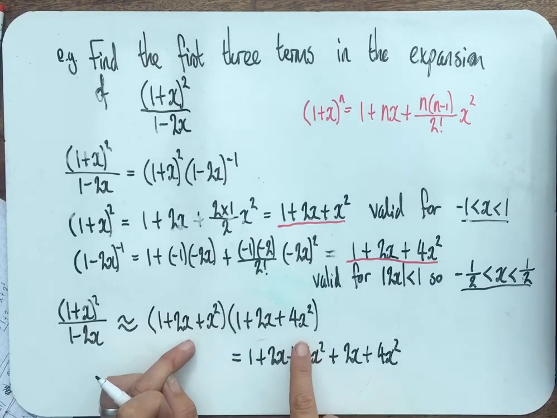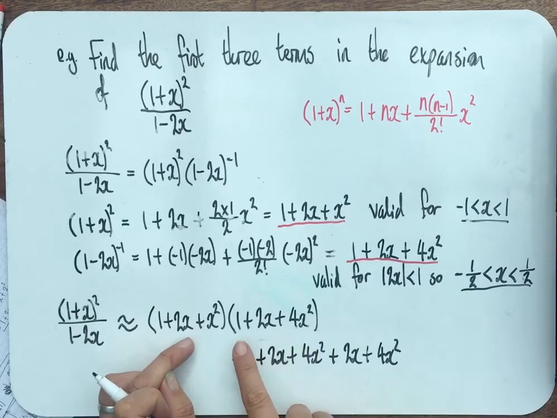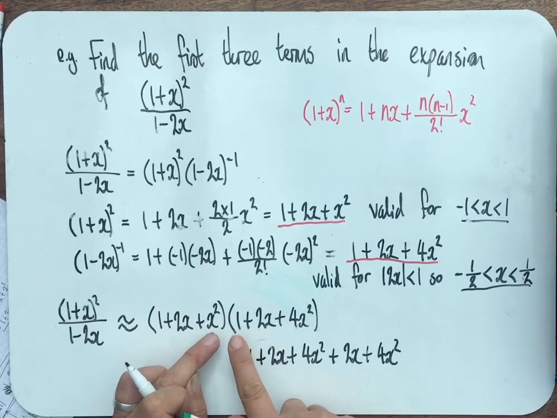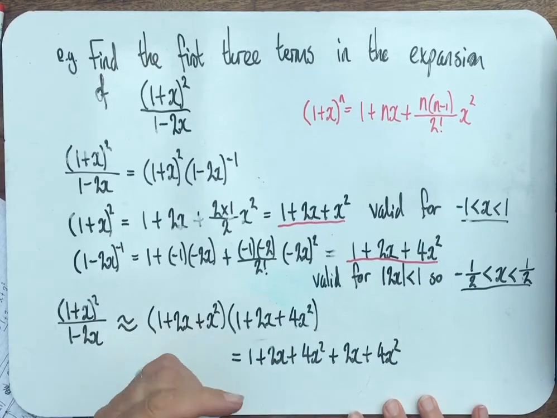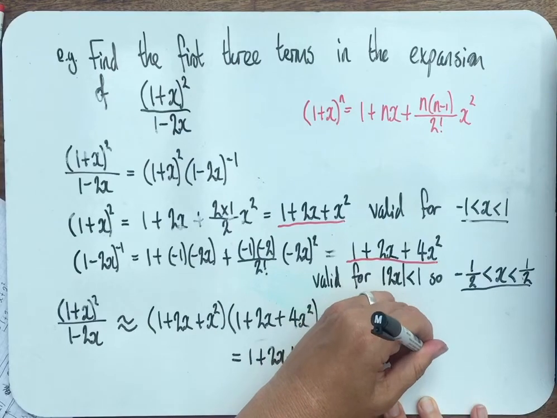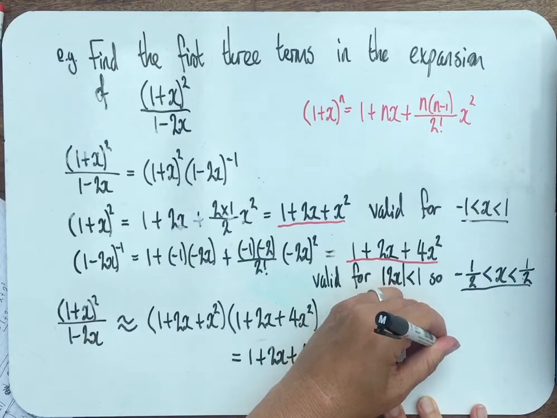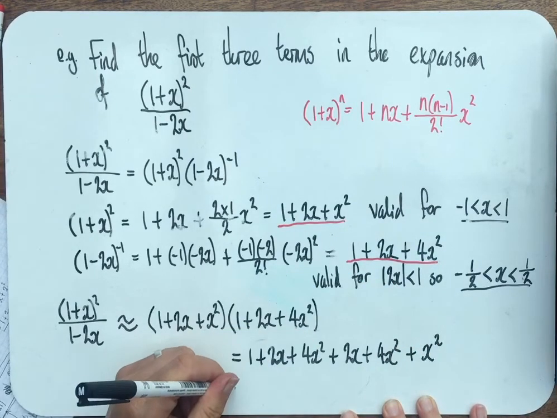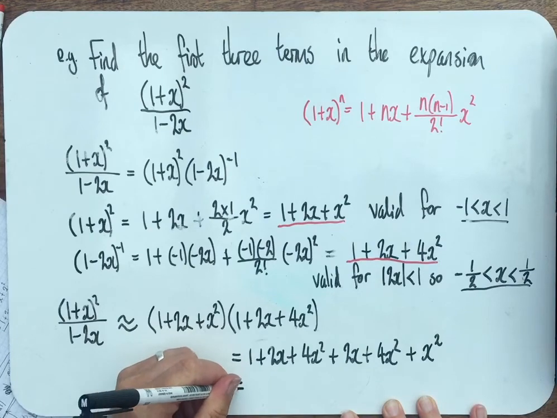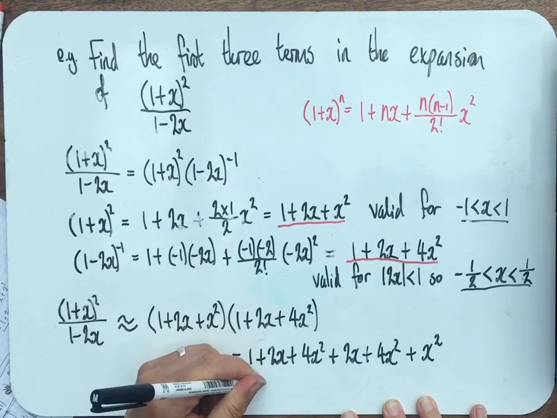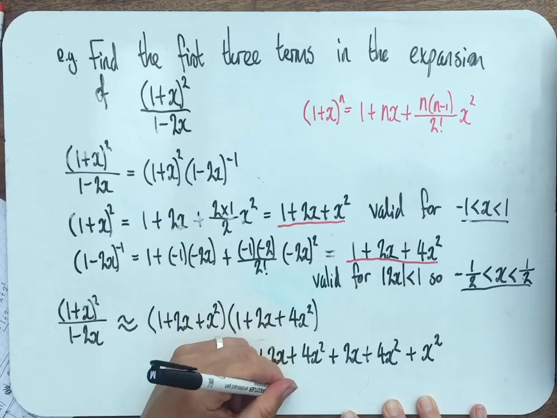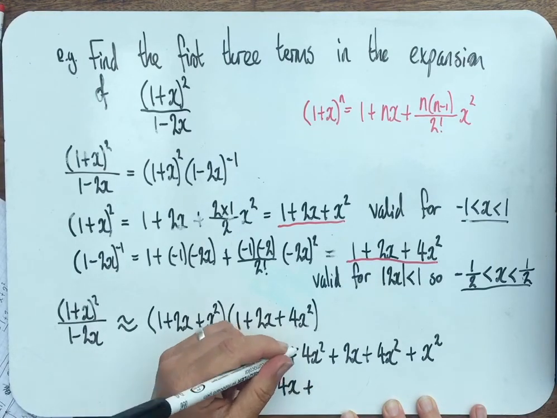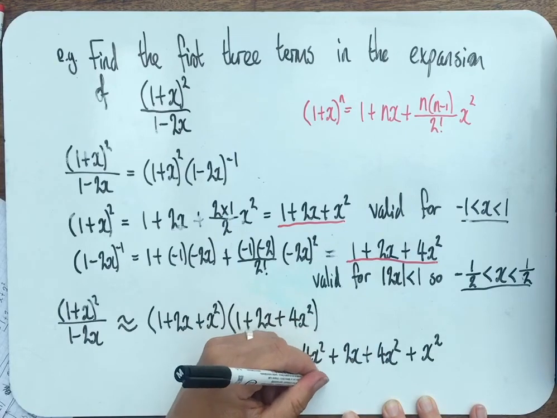And then from here, so times 1 by x squared, I get x squared, but I don't want the x cubed and the x to the 4 terms. So plus x squared, and then, okay, so tidying that up. So I've got 1 plus 2x plus 2x is 4x plus 9x squared.